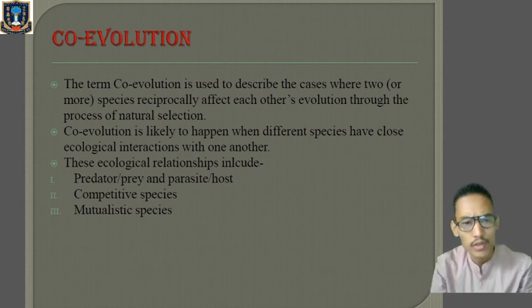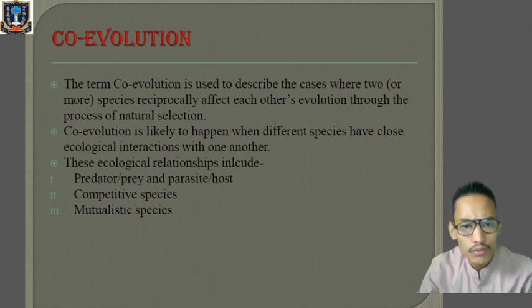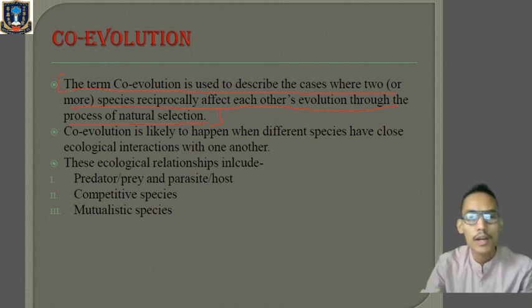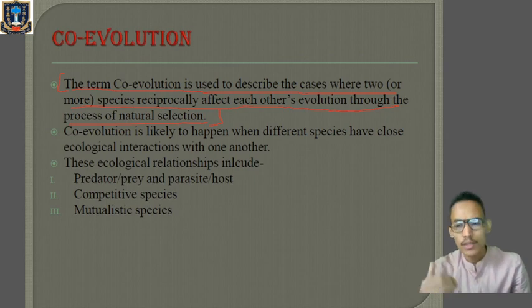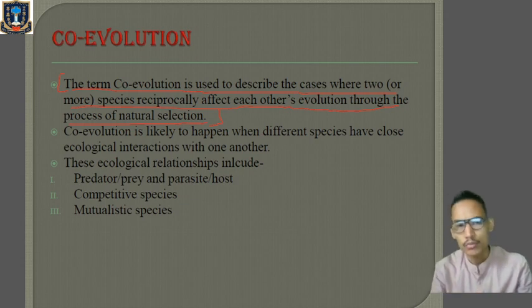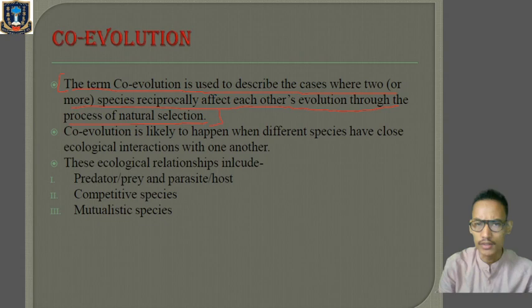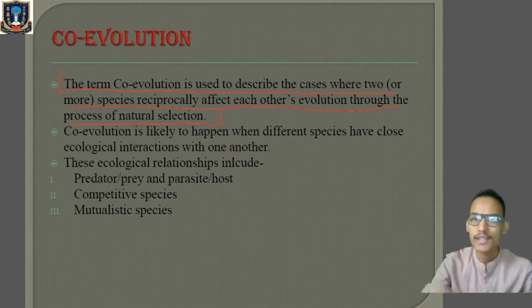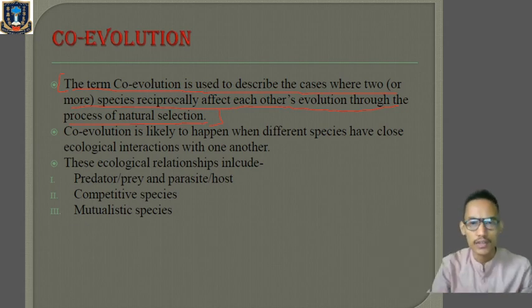Okay, so let's go through the definition of co-evolution. The term co-evolution is used to describe the cases where two or more species reciprocally affect each other's evolution through the process of natural selection. So kindly note it down. In co-evolution, one species or more than one species will influence the evolution of another species, and this process will be under natural selection, where nature will select those changes which are beneficial for the populations, and will pass them to the next generation. That is called natural selection.